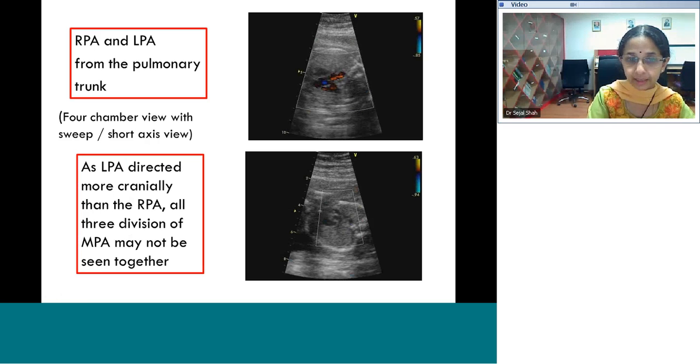Remember that the LPA is directed in a different direction than RPA, so all LPA, RPA and the duct may not be seen in the same view. Most commonly we open up the RPA and the ductal arch in one view, and then tilt a little more cranially, we get the LPA.